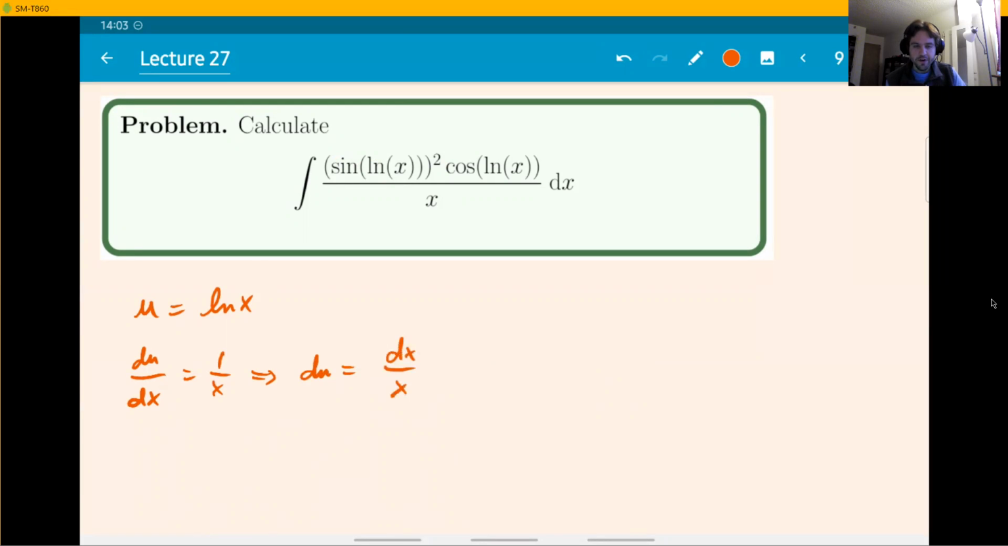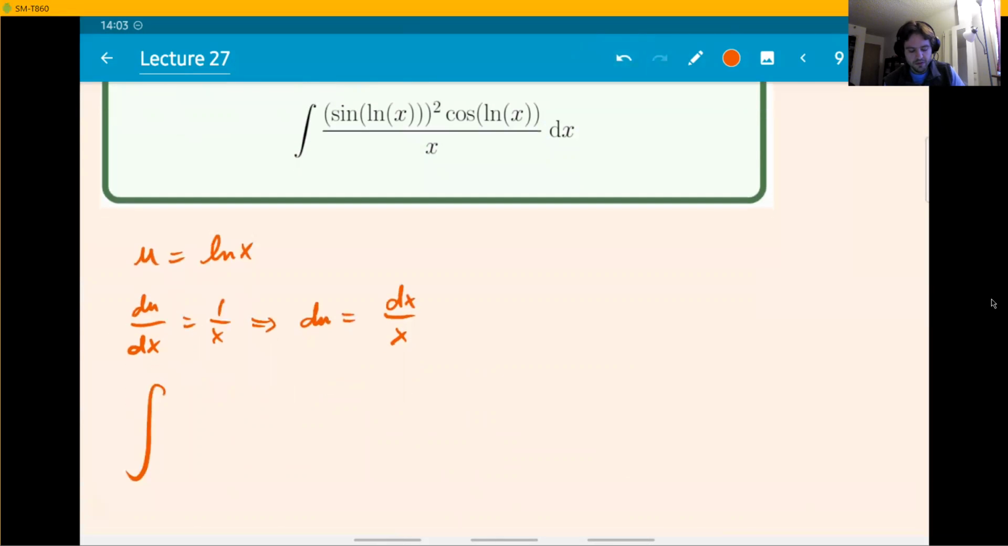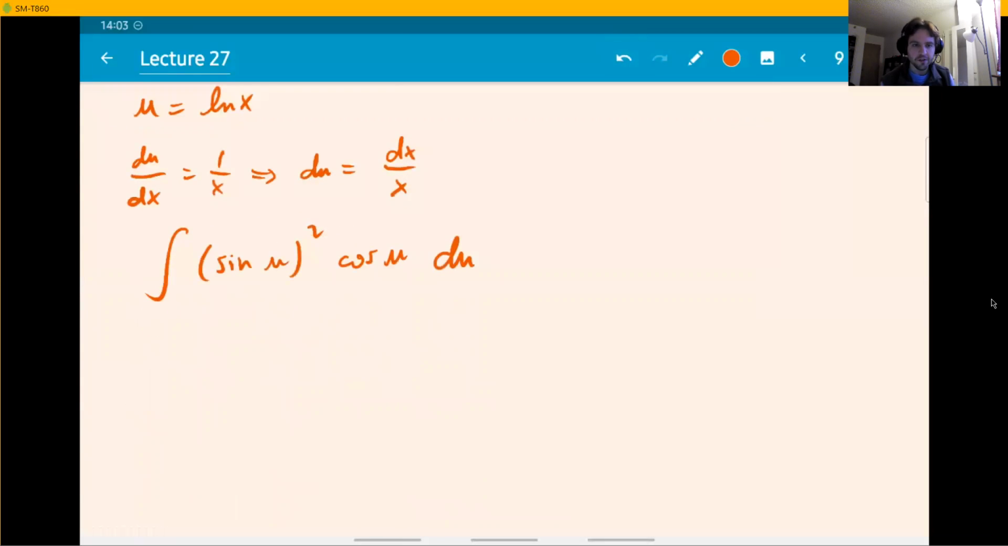We know immediately that this is very helpful because we see a dx over x in the original integral. So that's going to get replaced with du, and every ln x gets replaced with u. So the integral just becomes sine of u squared cosine of u. And there is no denominator now because dx over x is du. Okay, but now this is yet another one that requires a u sub. Technically a v sub because I'm going to call the variable v, but usually people still call it a u sub anyway. That's a very common name.